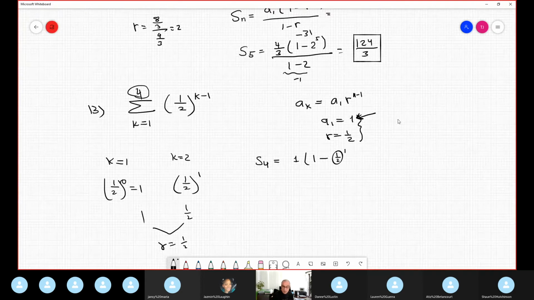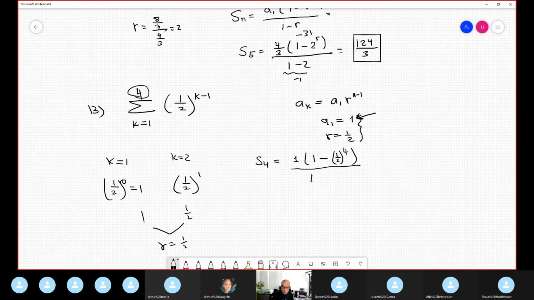Yes. Wow. 4 power. Divided by 1 minus 1/2. Okay, this 1 is invisible. This is 1 minus 1/16. And this is 1/2, no? This is 15 over 16 divided by 1/2. Flip it. The answer is 15 over 8. Is the final answer.